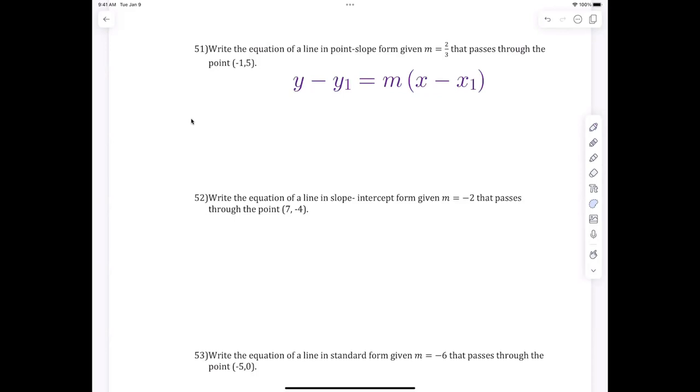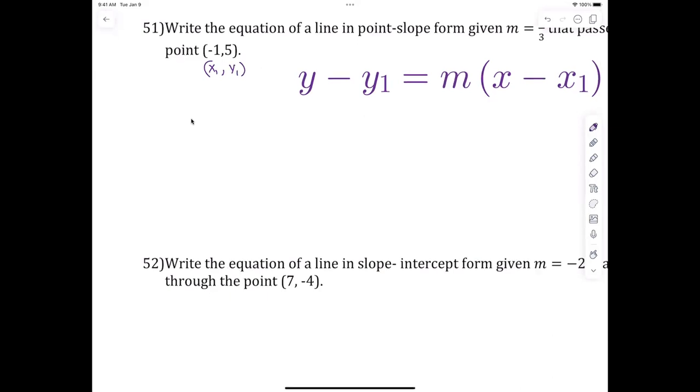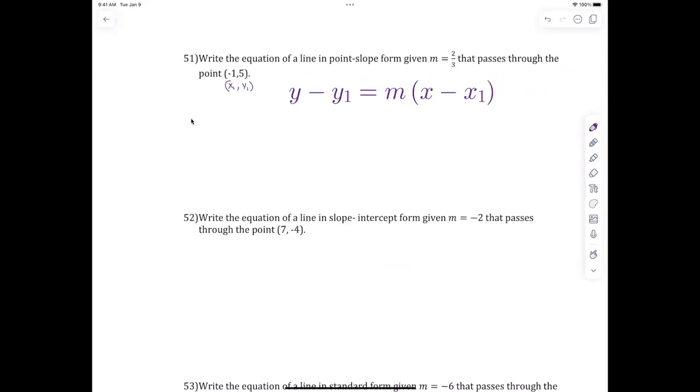Your m is your slope. X1 and y1 is your point. If you don't know that, you could write under -1, that is x1. We agree? And under 5, that's the y1. Is everybody with me on this? So here we go. Now, I've got y minus 5 equals 2/3 times x plus 3. Yes, and that's all they're asking for. Anybody have any issues with that?